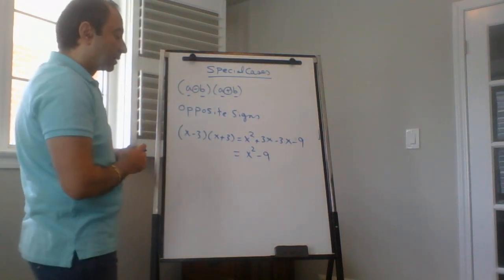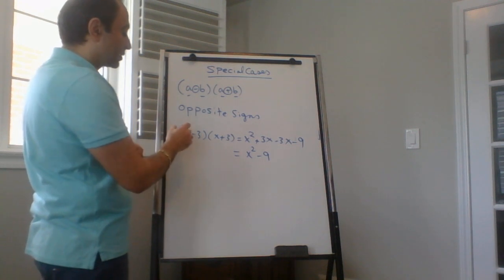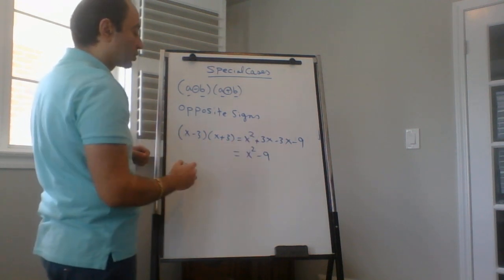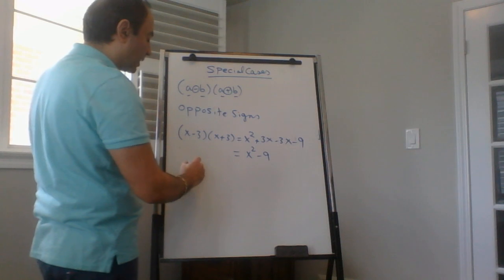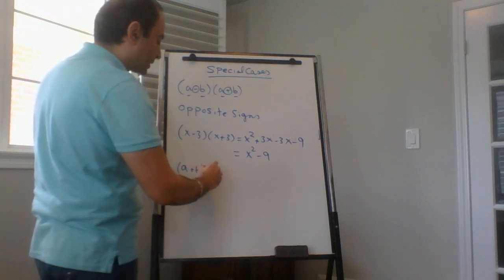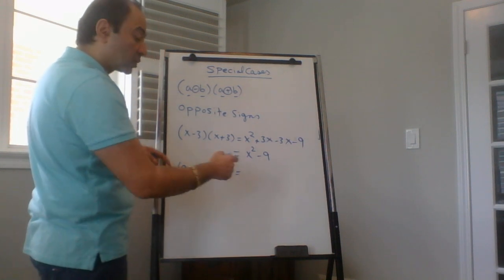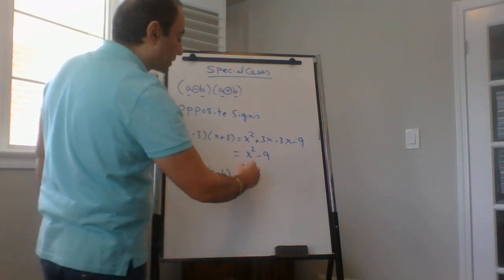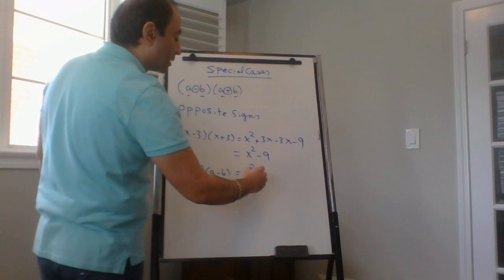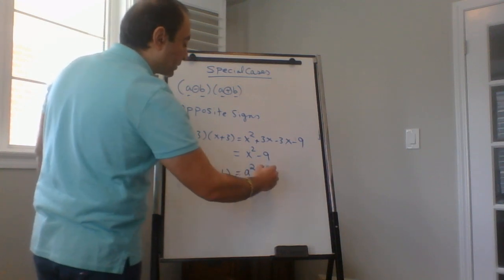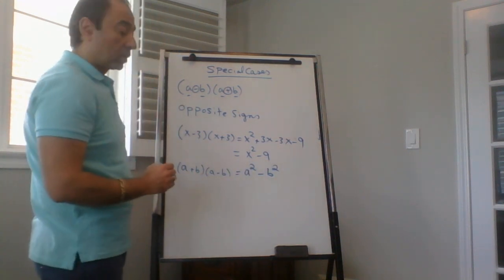So what happened? Actually, it is square the first minus square the second. So if I have (a plus b) times (a minus b), those are conjugates, same terms, opposite signs, we expand this like this. We square the first minus square the second. Okay?